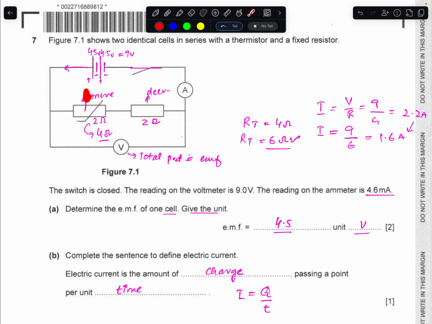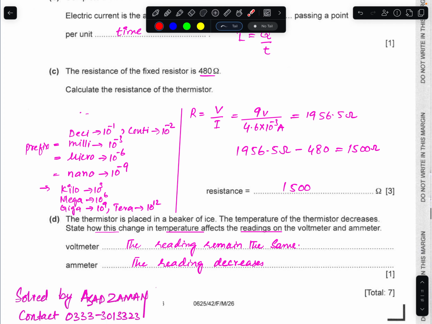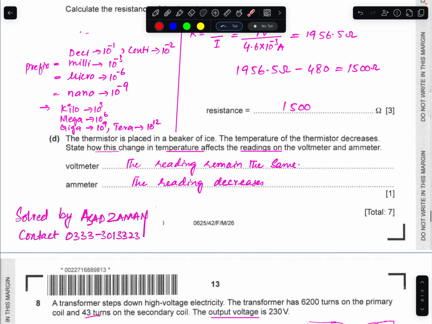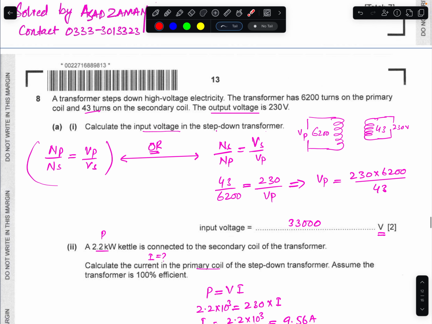And if they are getting 4.5 and 4.5, the voltage is still 9 volts. So it cannot increase that value. The total voltage drop across both the components would be equal to 9 volts. So that's why we are writing that the voltmeter reading remains the same, but the reading of the ammeter decreases. Why? Because the current decreases.